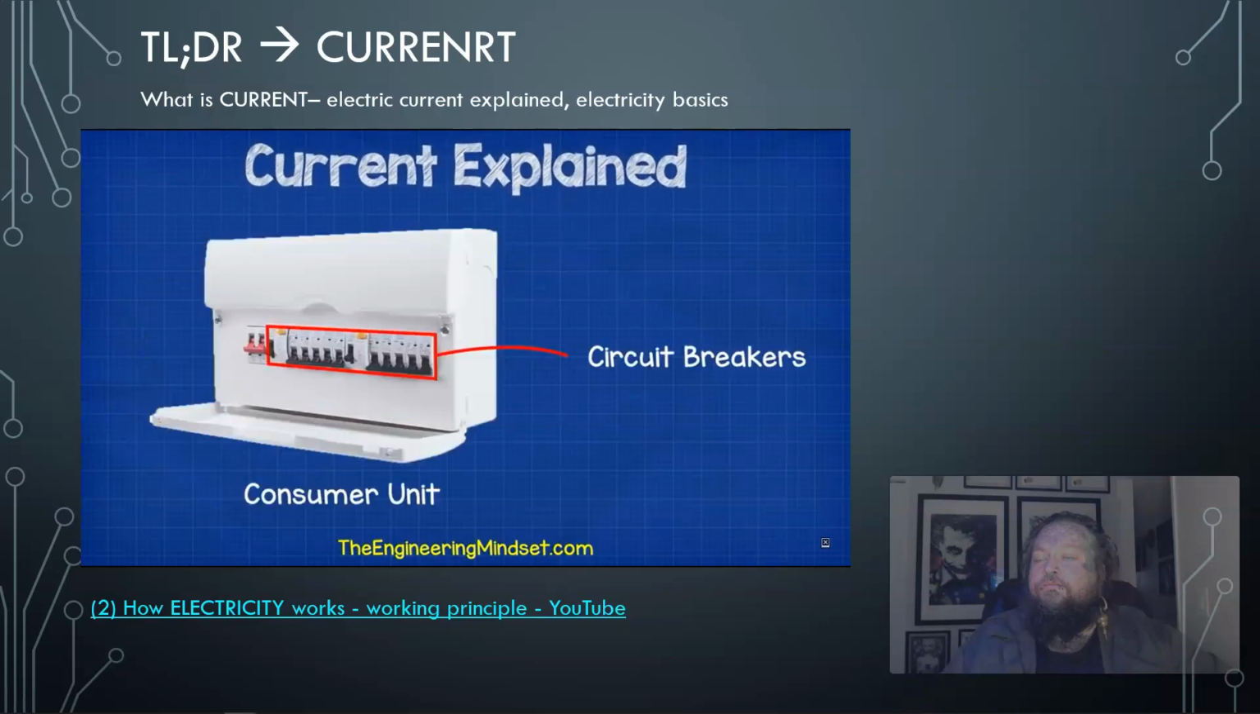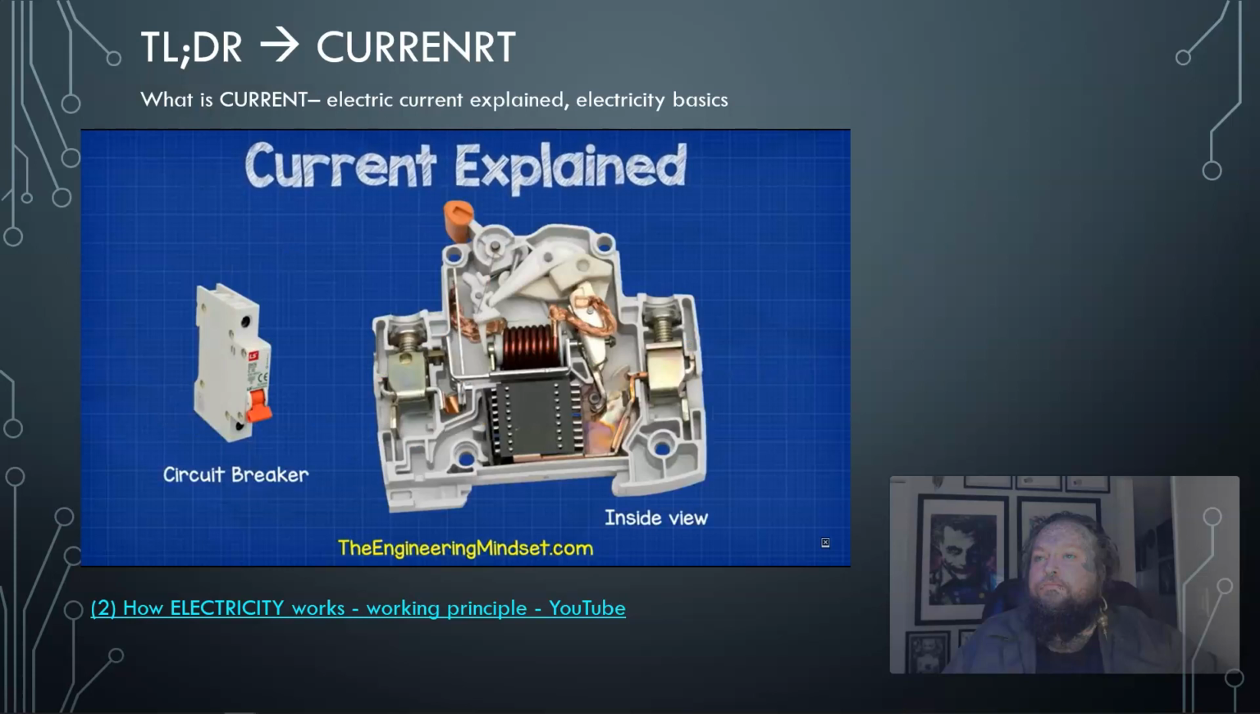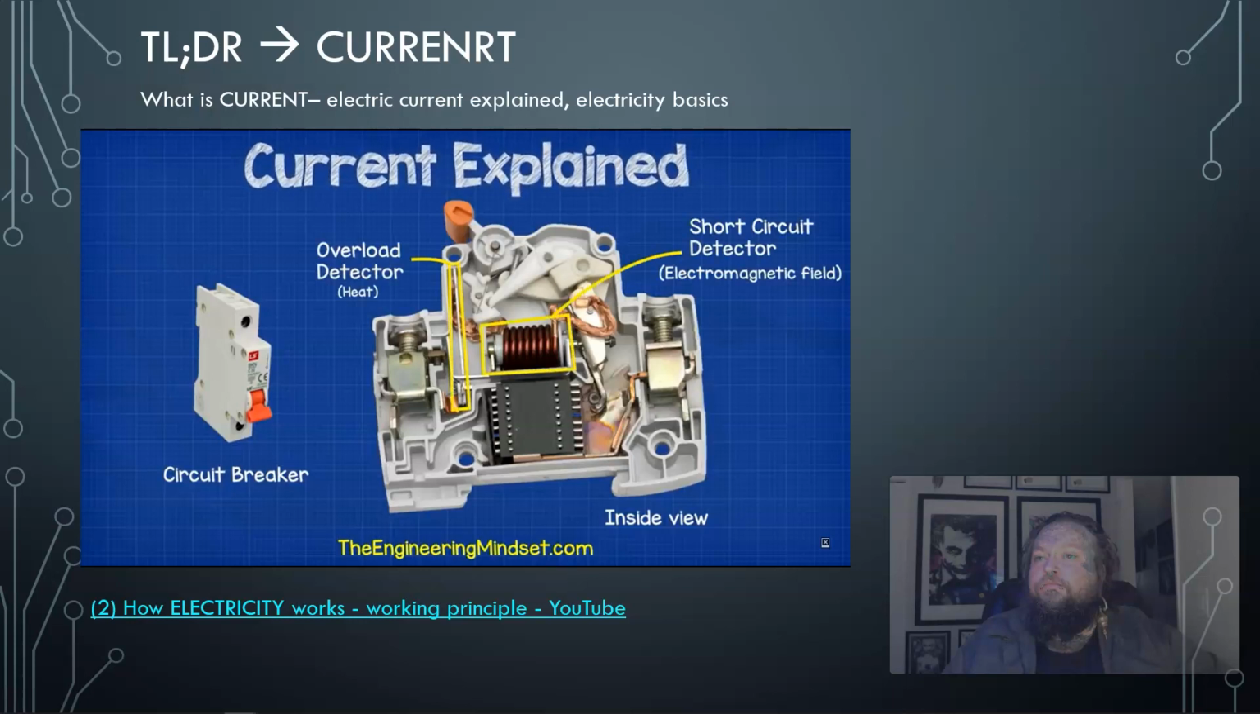Another device we use, and you've probably seen these in your homes, is the circuit breaker. It's essentially a switch that will automatically open to break the circuit if it detects too much current or too many electrons flowing through it. It's rated to handle a certain amount of electrons flowing through it per second, but it measures this using heat or an electromagnetic field to detect and act on if too many electrons are passing through it. If it exceeds this, then it will open to break the circuit.